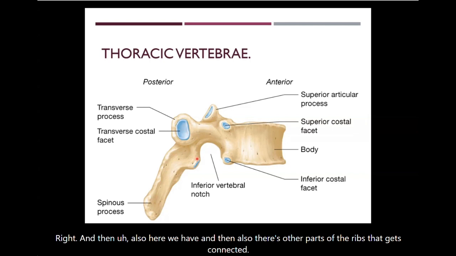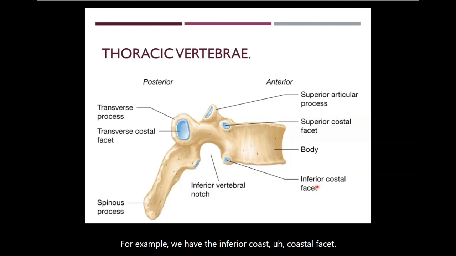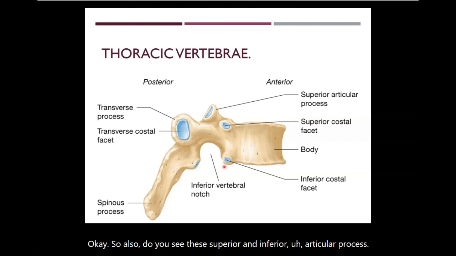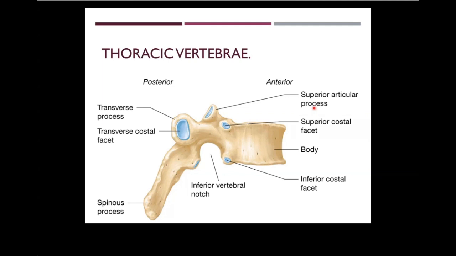And then also there's other parts of the ribs that get connected. For example, we have the inferior costal facet. So whenever we see the structure of the ribs, we can imagine how the ribs are going to be connected to the vertebral column, okay? So also, do you see this superior and inferior articular process? That's where basically the vertebrae are going to sit on top of each other.